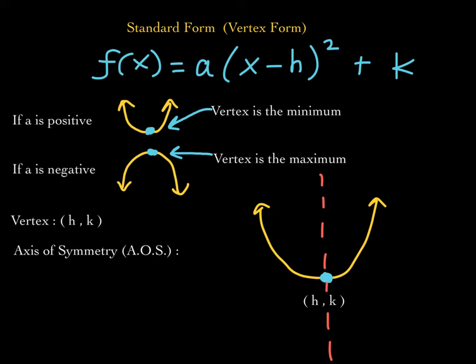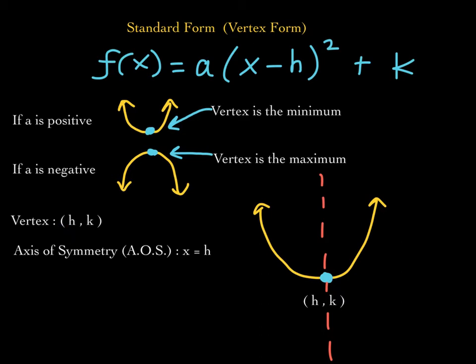Now, because the axis of symmetry is a vertical line going right through your vertex, the equation that defines your AOS is x equal to h. A lot of times I tell my students, if you are successful in identifying your vertex, then your AOS just follows from that. It's always x equal to this first coordinate.